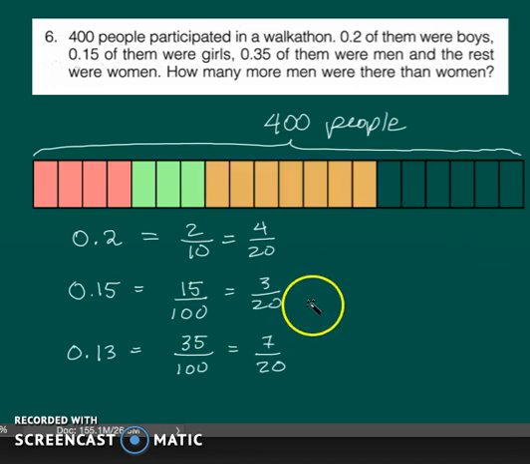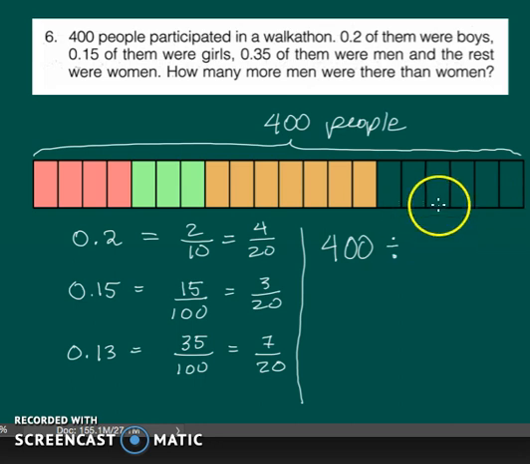Here we go. So now the next question is, let's use a white chalk here. If there were 400 people and we divided this into 20 units, how many people does one unit represent? So we divide 400 by 20 and the answer is 20. So each of these units represents 20 people. Okay, 20 people per unit.